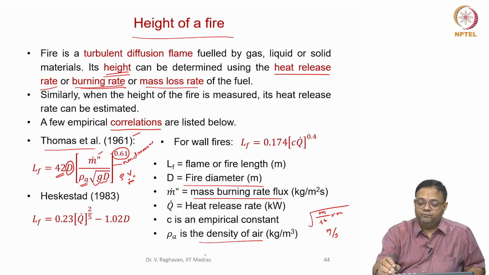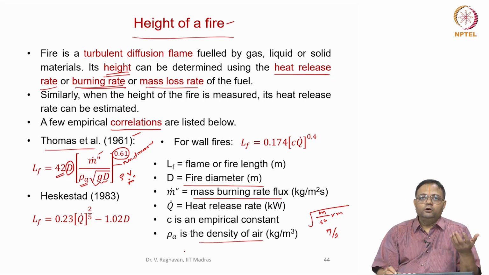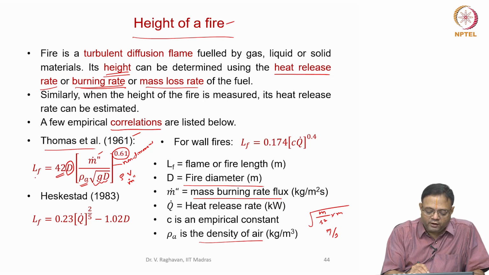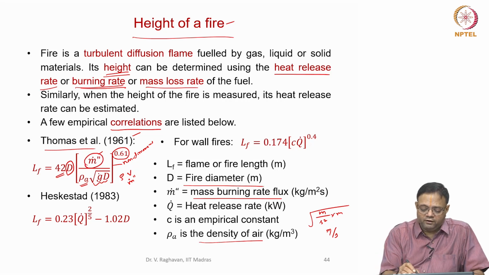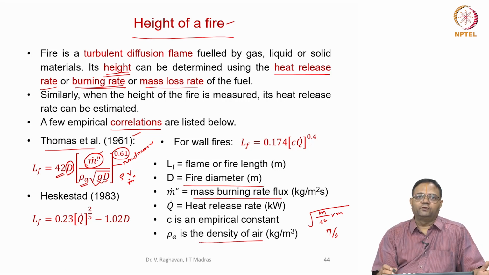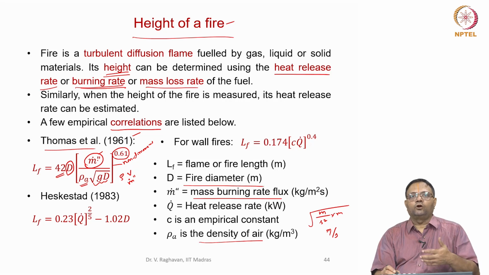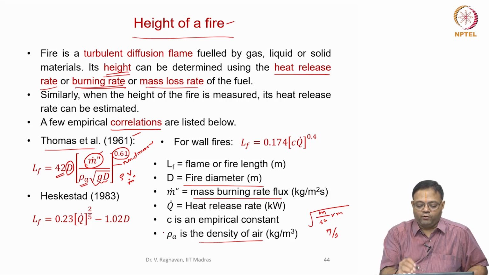So that means in the fire case, which is basically a turbulent diffusion flame, the dependence of LF on D is clearly given here, but to correlate, the mass loss rate is also included. If you multiply this mass loss rate by delta Hc, you will get the heat release rate. So easily the heat release rate also can be correlated to this by adjusting the constant and so on. This is one of the correlations.